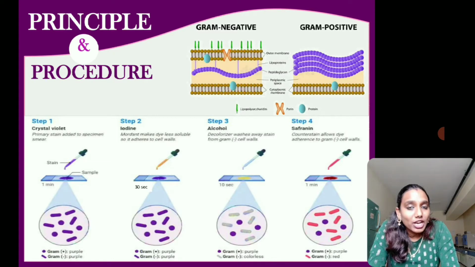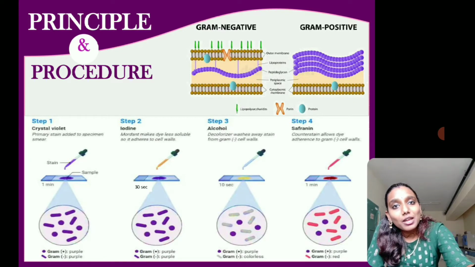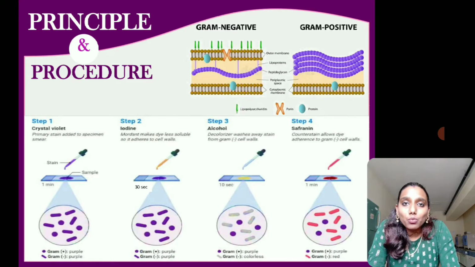If you take a look into the cell wall composition of the gram-positive bacteria, the cell wall is made up of a thick peptidoglycan layer. If you split the word peptidoglycan into two parts, peptide means amino acid chain and glycan stands for sugar units. So the sugar units and amino acids together make a peptidoglycan.